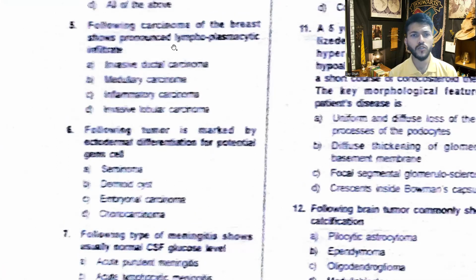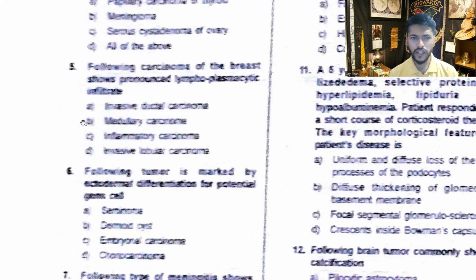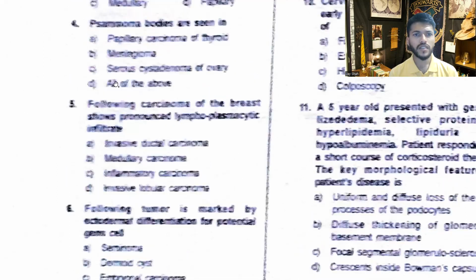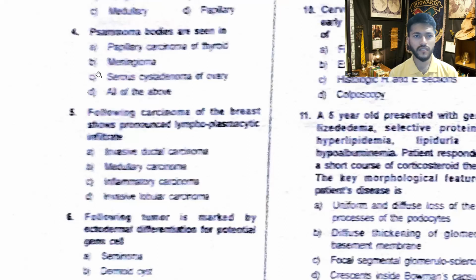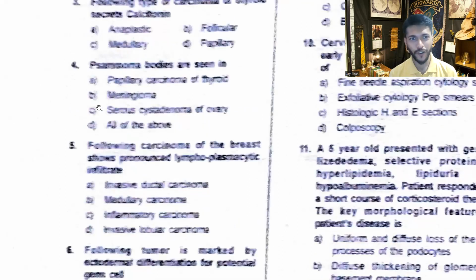Following carcinoma of breast shows pronounced lymphoplasmacytic infiltrate. Lymphoplasmacytic again it has to be medullary. This has been repeated twice. Invasive ductal is the best. Invasive lobular: single file pattern. BRCA mutation, sorry, BRCA is medullary. What else was there in lobular? Bilateral, multicentric, right? Thymol turbidity seen in: yes A, yes B, yes C, yes D, all of the above.